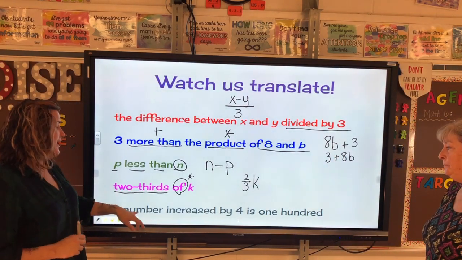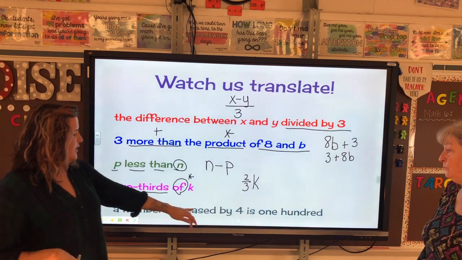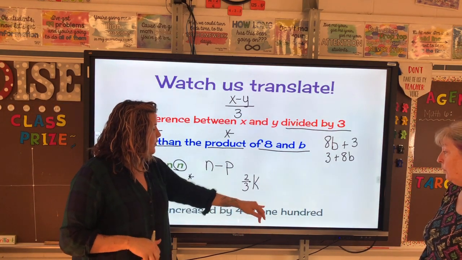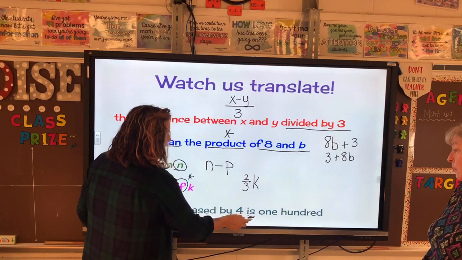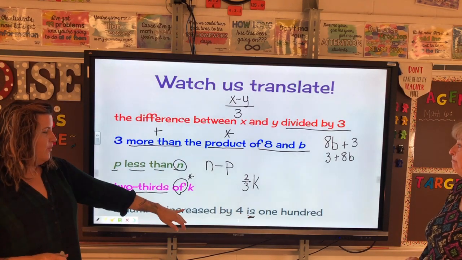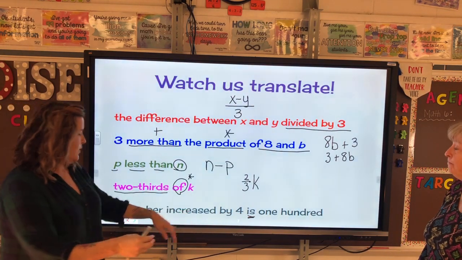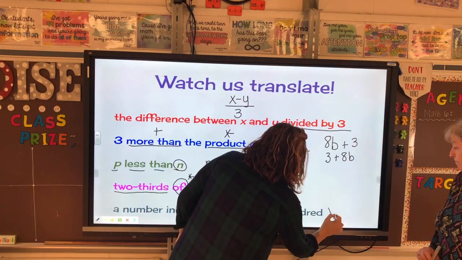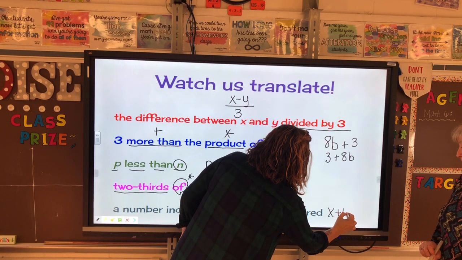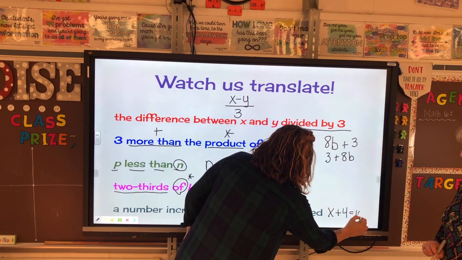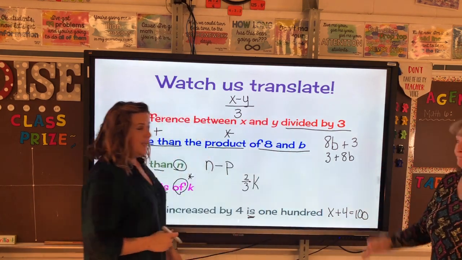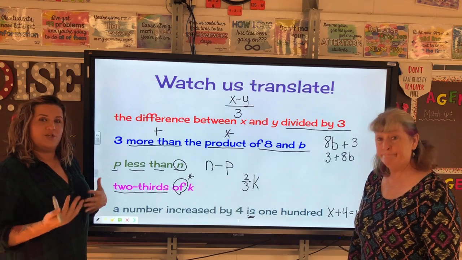All right, let's look. A number, so I can just choose a variable, increased by 4 is 100. So this is now an equation, right? A number increased by 4 equals, or is, 100. So I'm going to do x. Increased means add that 4, and equals 100. So I can translate equations also.